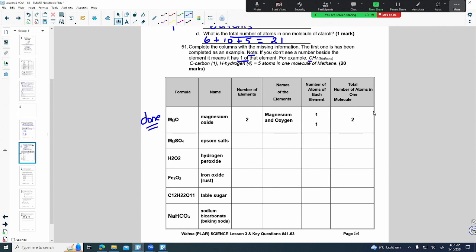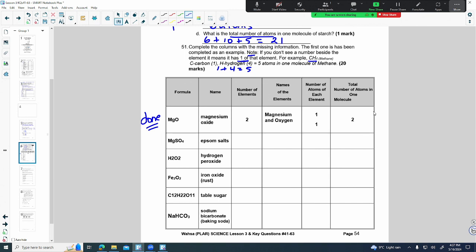For example, CH4, which is the formula for methane. C is carbon, which means it has one atom of that element, even though you don't see the number 1. H stands for hydrogen, and you notice the number 4 is the subscript, the number beside it to the right. So altogether, there are 5 atoms in one molecule of methane, because you're adding 1 plus 4, which gives you 5.